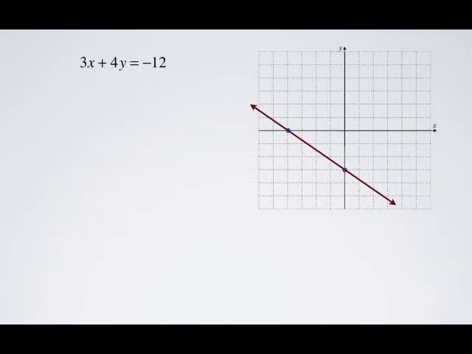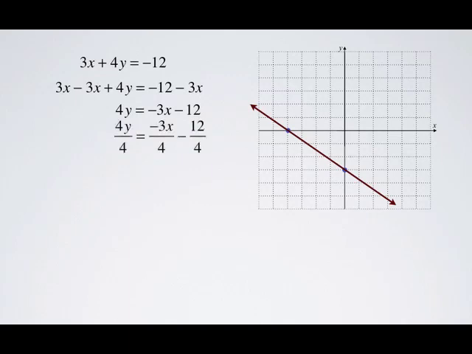Now, if we wanted to calculate the slope of this graph, we would have to place this in slope-intercept form. That is, we'd have to solve for y. To do this, we should eliminate the term containing x from the left side, so we can start to isolate y. Since we have a positive 3x, we subtract 3x from both sides. When we simplify, we're left with 4y is equal to negative 3x minus 12. Then we need to divide through by 4 to isolate y. When we simplify, we have y is equal to negative 3/4 x minus 3.